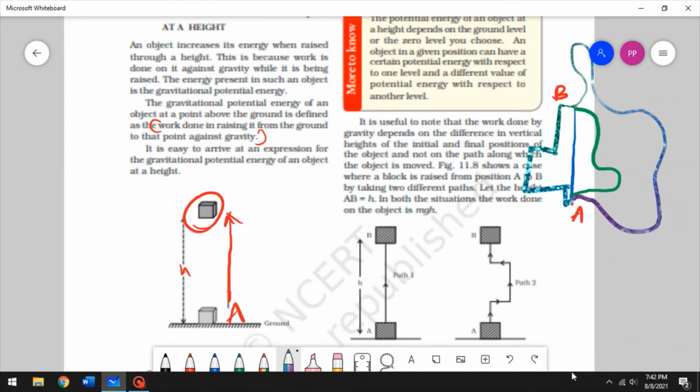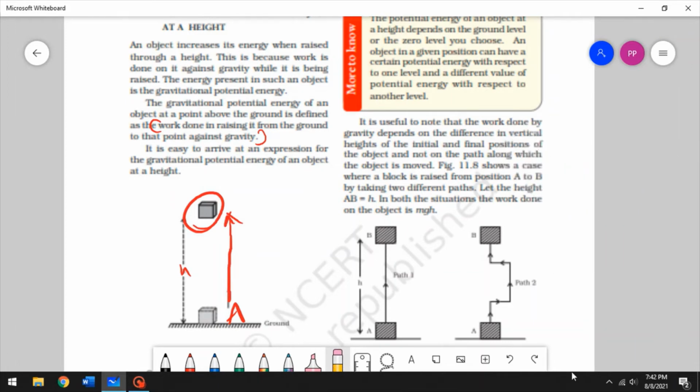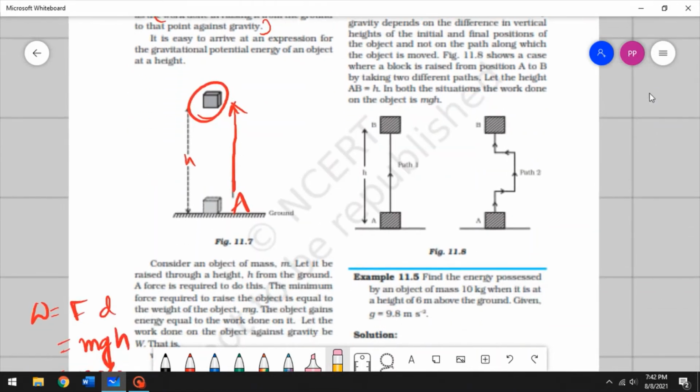I'm just showing you different ways that the object can travel from one point to another, and I'm trying to tell you that the path taken by the object is not at all concerned when you're finding the potential energy. It's just the height. The conclusion is that the height is what really matters at the end. It doesn't depend on what path you took, it just depends on the height.